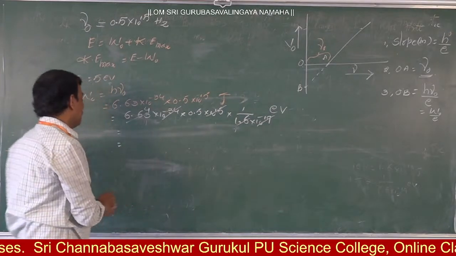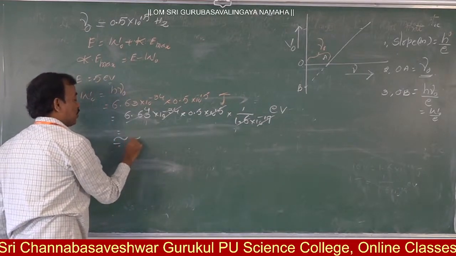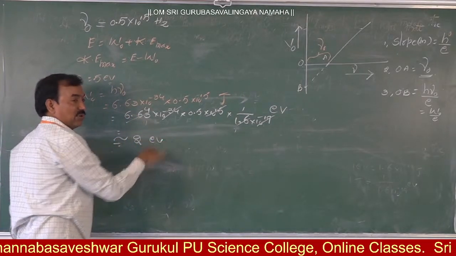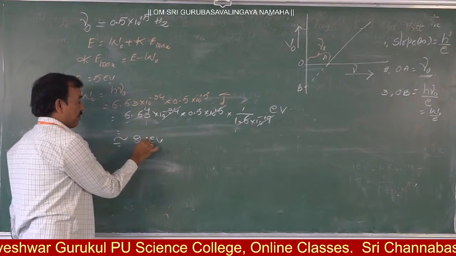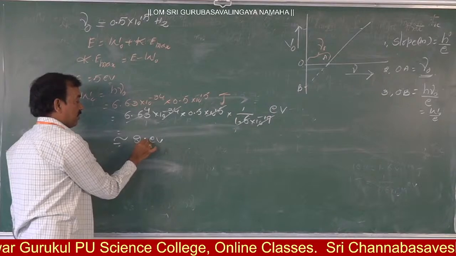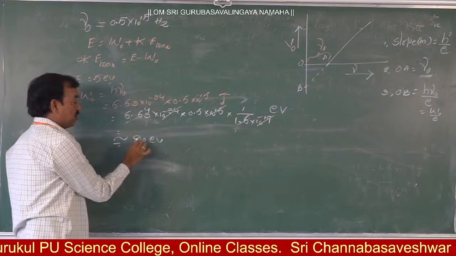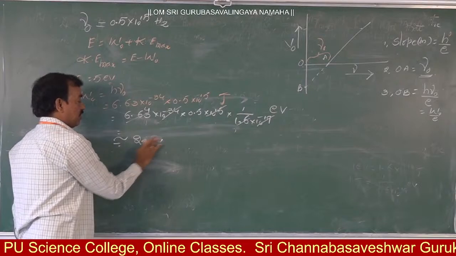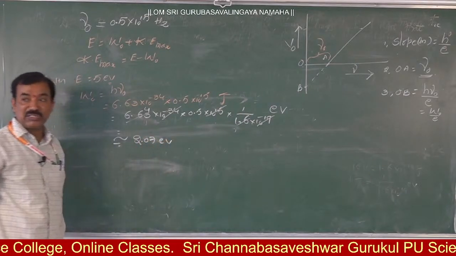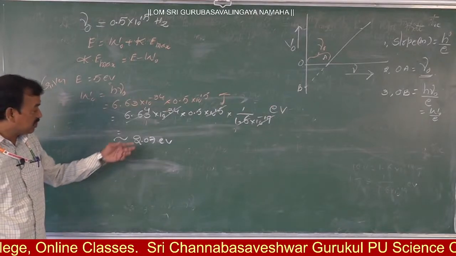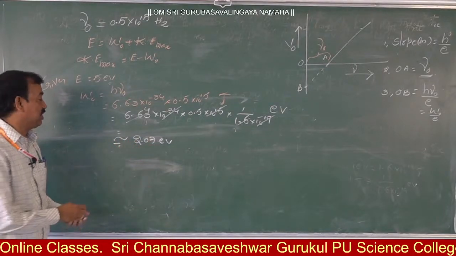So nearly this value is 2 point something, or 2 electron volt. 2.07 electron volt, okay? Or simply this value is nearly equal to 2 here.